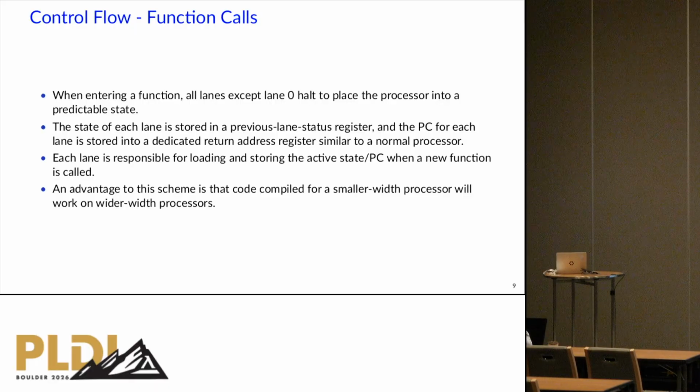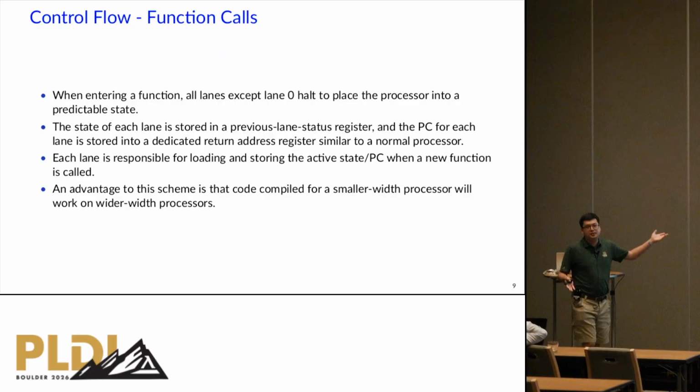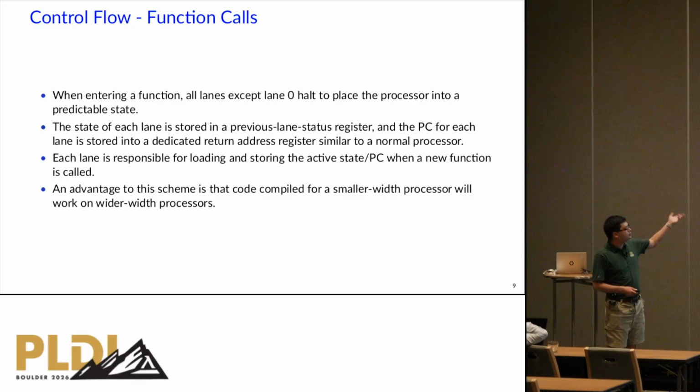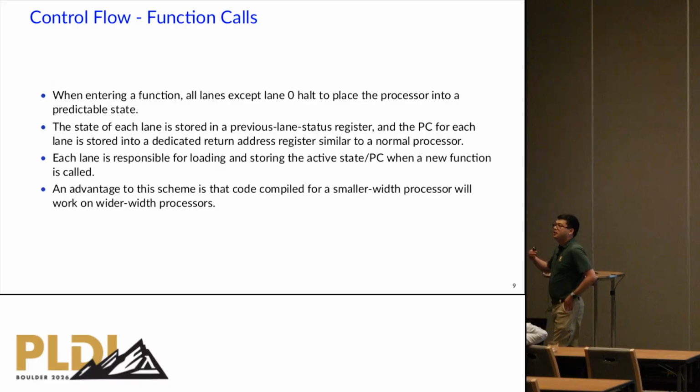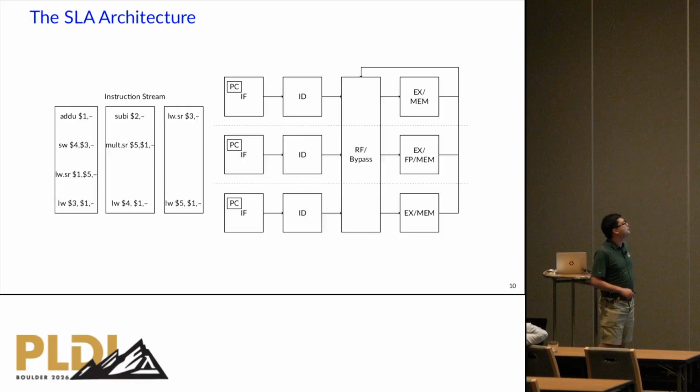One advantage of this scheme is that since entering a function halts all lanes, if you have, let's say, a 4-wide processor, and you hand it code that's designed for a 2-lane processor, those 2 lanes that are never used simply never spin up. So code for smaller processors is natively supported by larger processors. We just don't utilize the full hardware.